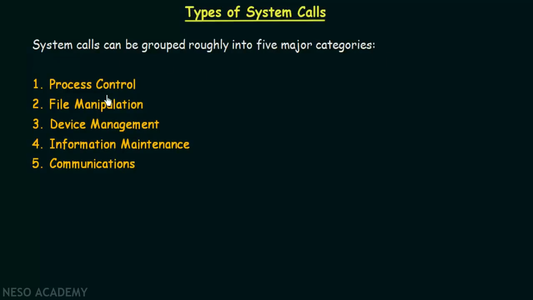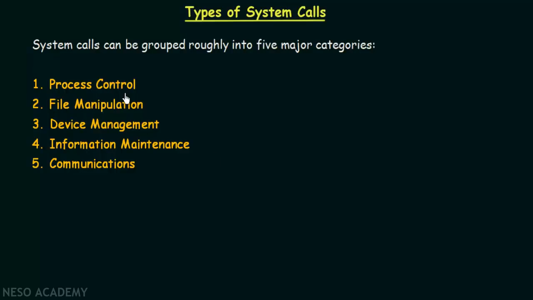Here we have the 5 categories of system calls. The first one is process control, the second is file manipulation, the third is device management, the fourth is information maintenance, and the fifth is communications. These are the 5 major categories of system calls, and all the system calls that we have can be roughly grouped into them. Now let us see the meanings of these 5 categories one by one, and how they are different from each other.